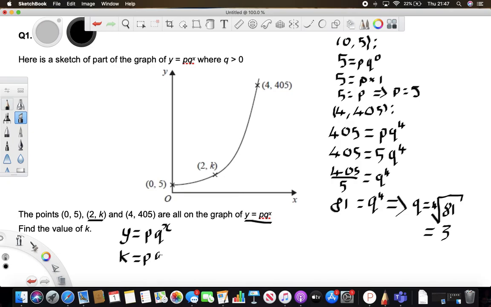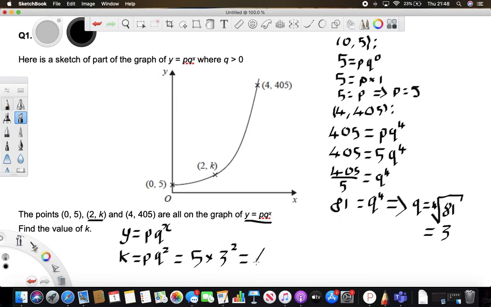p q squared. We know what p and q are, so q is 3 and p is 5, so we'll substitute those in. And that's equal to p, which was 5, multiplied by q squared. q was 3, so we've got to square that, and then we'll just work that out. So 5 times 3 squared, well, we know that 3 squared is 9, so it's 9 times 5, which is 45.